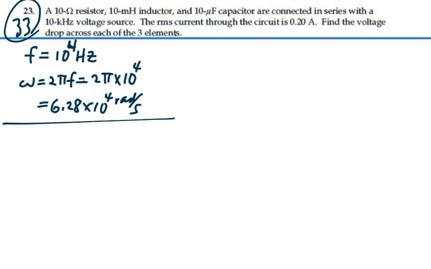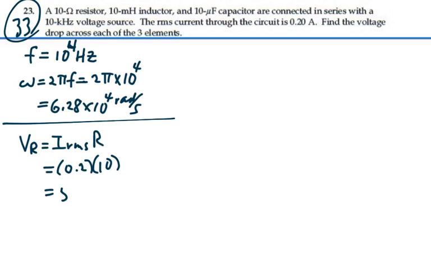The voltage drop across the resistor is the root mean square current times the resistance. And that's going to be 0.2 times 10 ohms, or 2 volts.